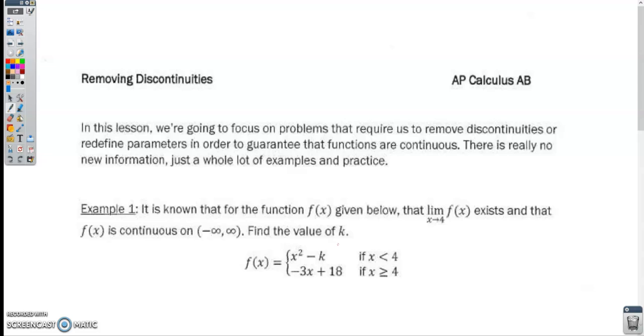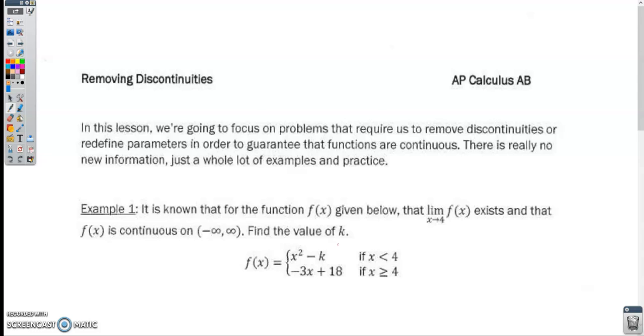In this video we're going to be discussing material from Unit 1, Section 13 of AP Calculus, removing discontinuities. There's not really a whole lot of new information in this particular lesson. We're just going to go through a bunch of examples that show us how we can remove discontinuities from functions and the necessary information in order to do so.